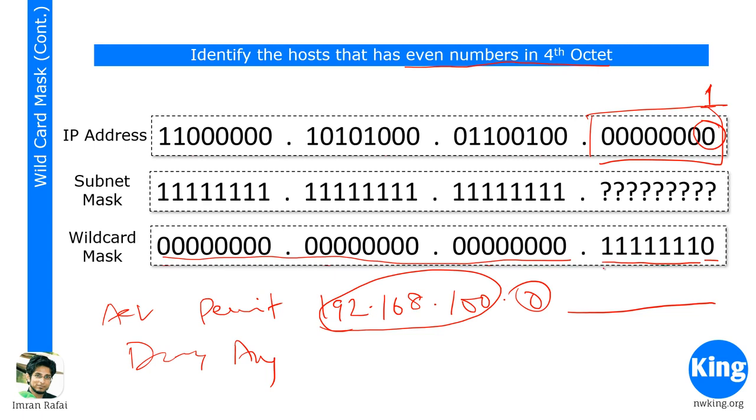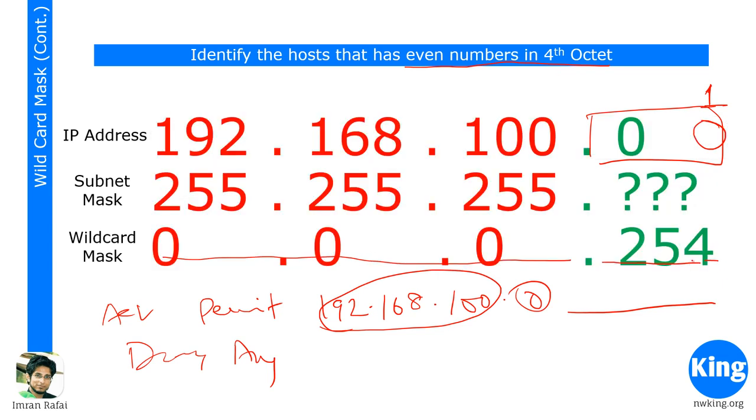Right? So if you put this wildcard mask of 0, 0, 0 and then 1, 1, 1, 1, 7 bits and last bit as 0, it will always match this condition, which is even number in the 4th octet. So if you convert this to decimal, dotted decimal format, the number is 254.